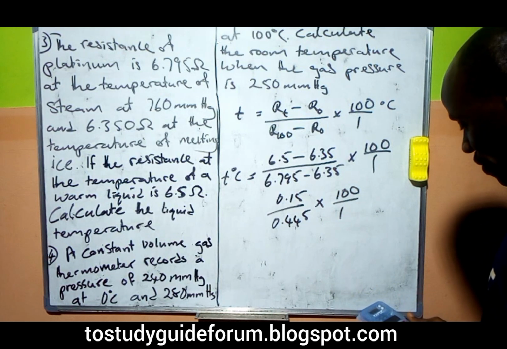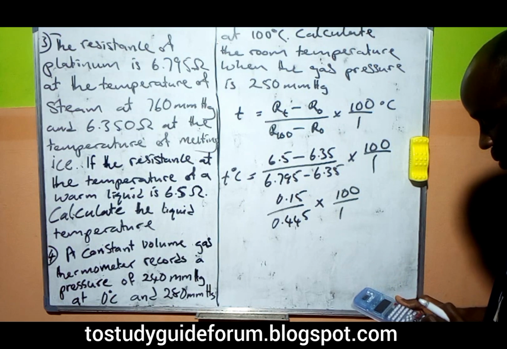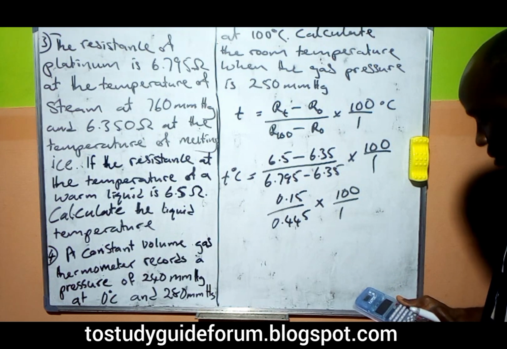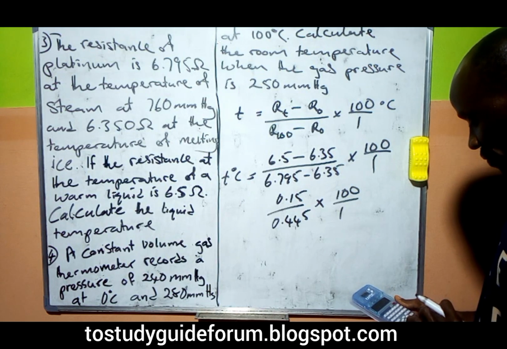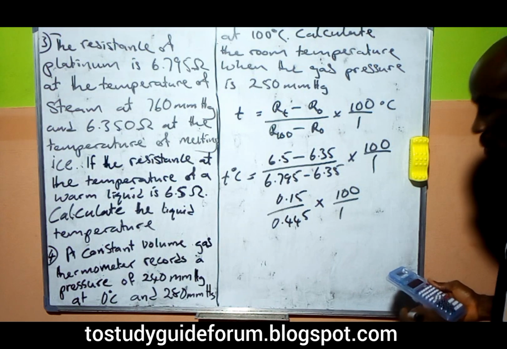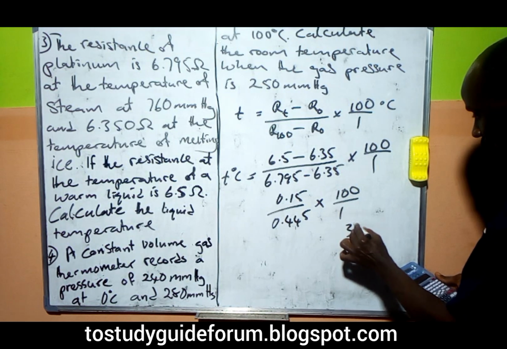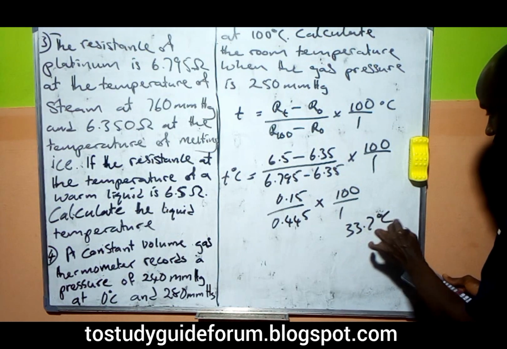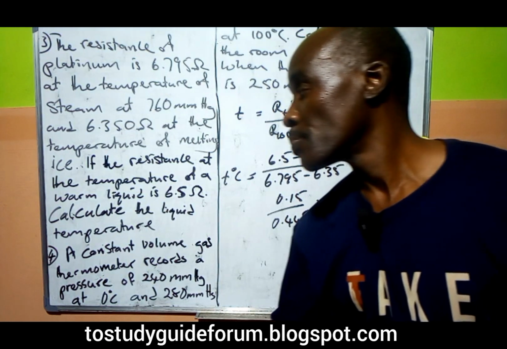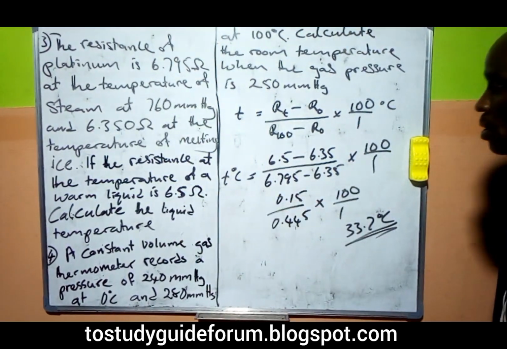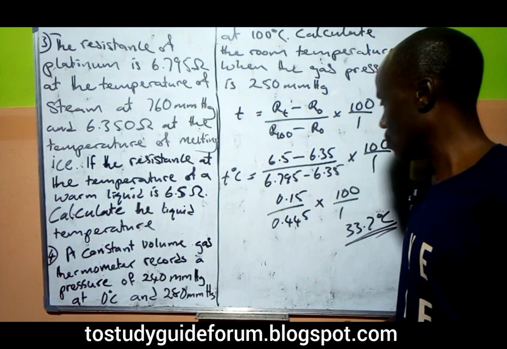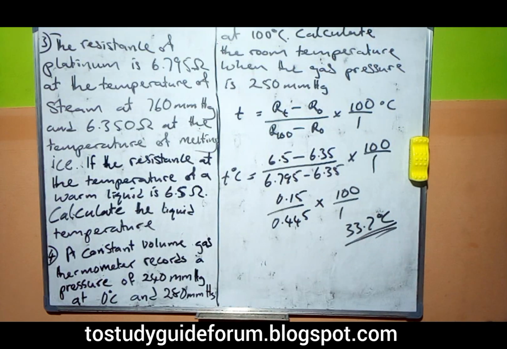So at the end of everything, let's see what we have. 0.15 times 100 divided by 0.445. So what we have is equal to 33.7 degrees Celsius. That's the temperature of that. So we got it rightly. This is the temperature when the resistance is 6.5 ohm, equal to 33.7 degrees Celsius. So let's go down to the next one.